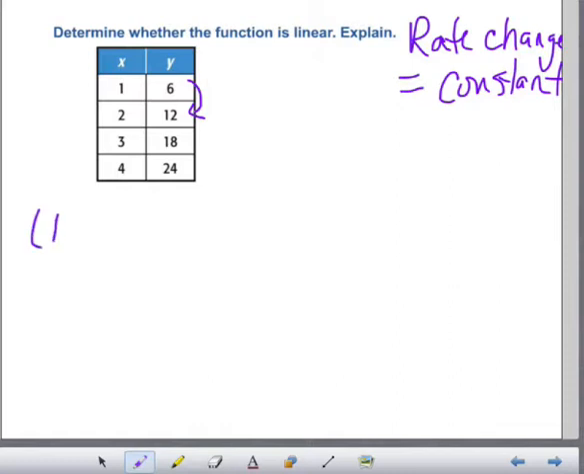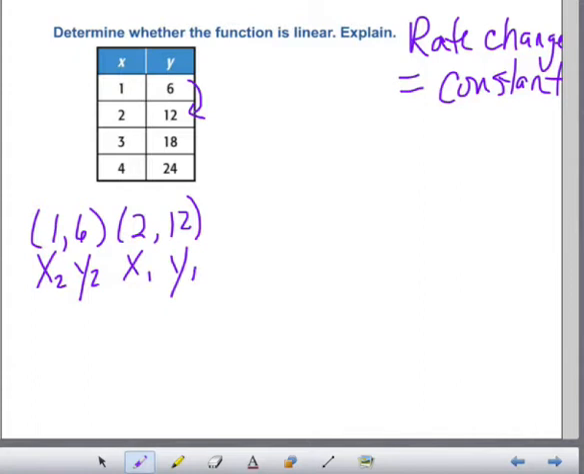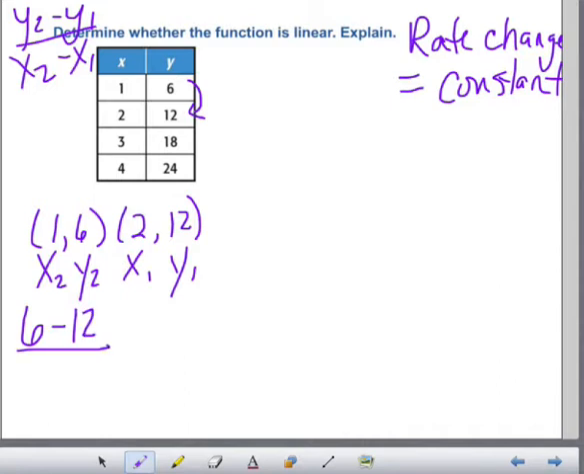Well, that means that my ordered pairs are 1 and 6, 2 and 12. I could label those x2, y2, x1, y1. Plugging them into my formula, you remember your formula, y2 minus y1 over x2 minus x1. Told you got to know that formula, right? So I've got 6 minus 12 over 1 minus 2. So that's negative 6 over negative 1, which is 6. So my rate of change from my first pair to my second pair is 6.